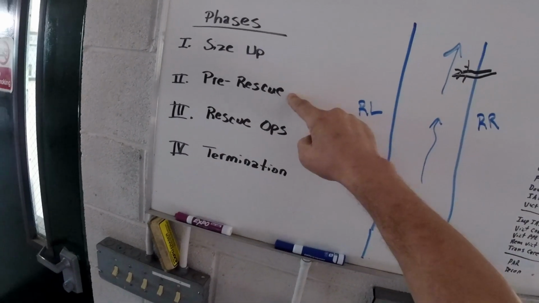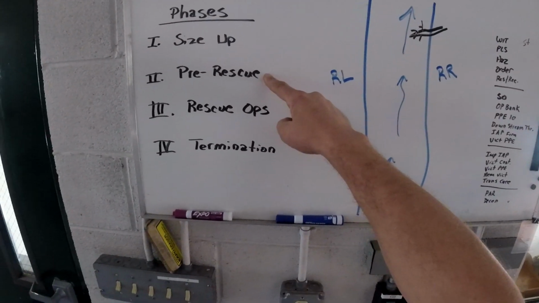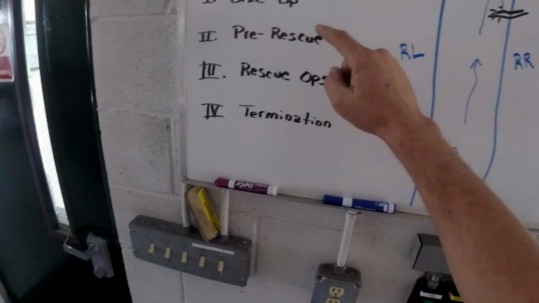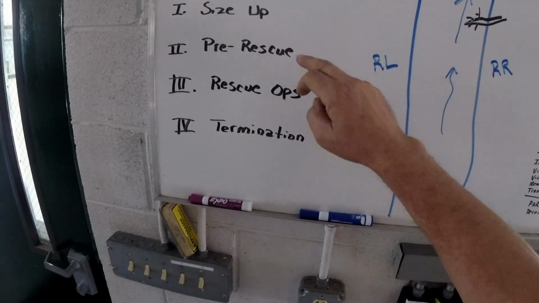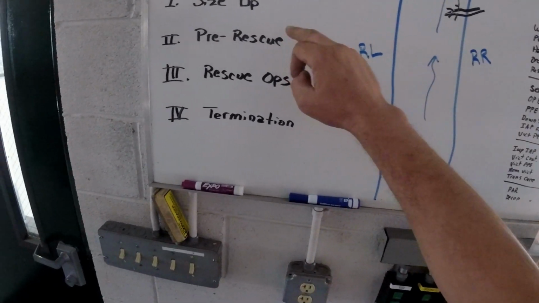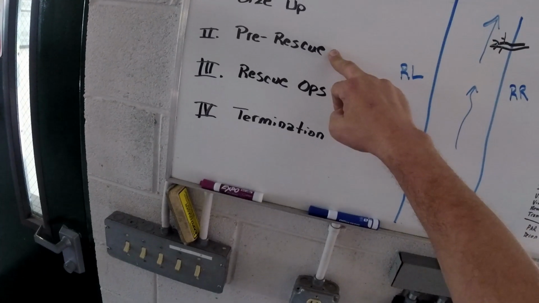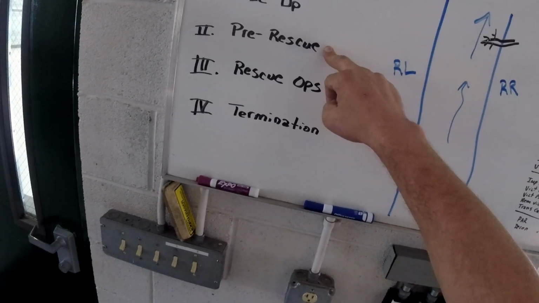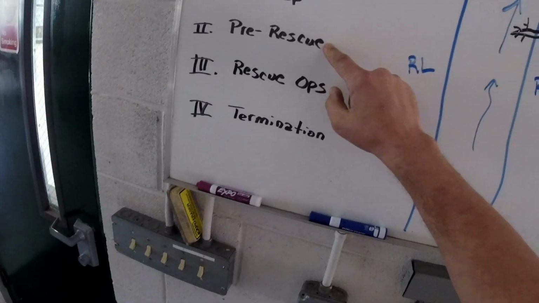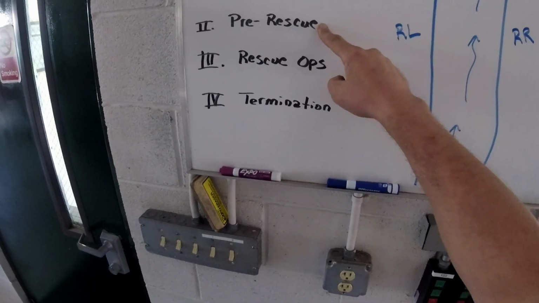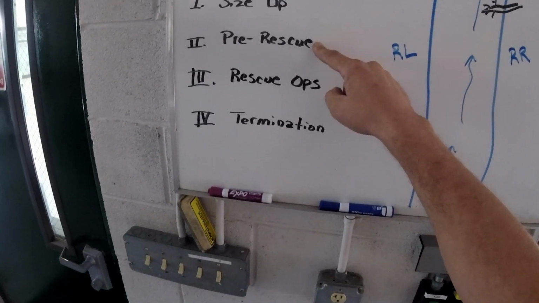Phase 2, the pre-rescue. So get a safety officer. If you've got enough personnel there, then the IC can designate a safety officer. Get a team responding to the opposite bank if that's not already done. That may mean another department, depending on the site.